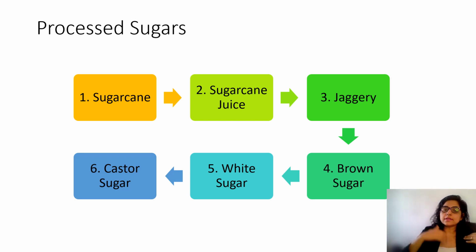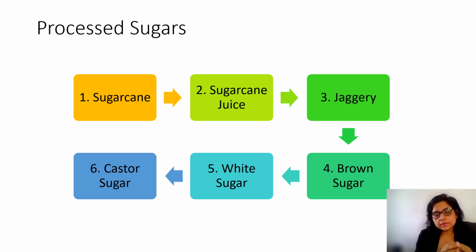Now we can process it even further and make castor sugar by powdering the white sugar even further, which is used for our baking, cakes, cookies, etc. So you see, we have had almost 6 steps of processing on the sugarcane, and we are consuming the last 2 in our daily life. The number 5, white sugar in our kitchen, and the number 6, castor sugar in baked goods like breads, cakes, sweets, cookies, and so on and so forth. Now look at how far we have come away from the naturally occurring form of sugar.